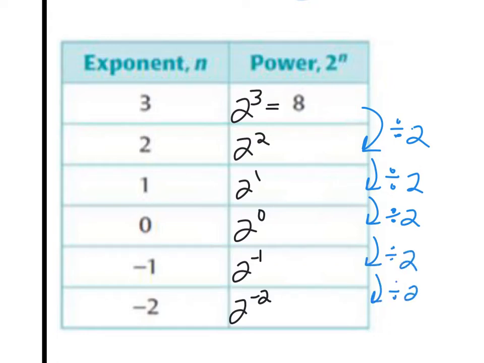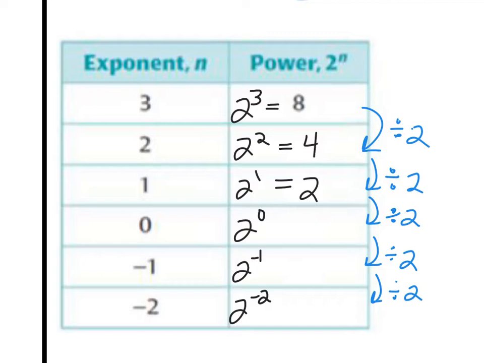We know no negative numbers. If you follow the pattern, you won't get any negatives. We know these ones. So keep going from there. If you follow the pattern, what is 2 to the 0? What is 2 to the -1? What is 2 to the -2? I'll help you on this one.